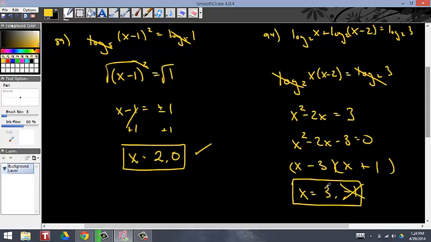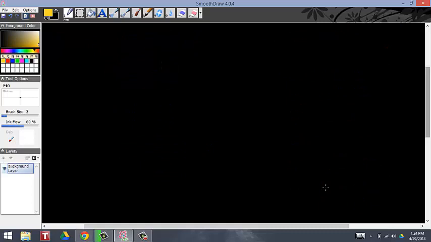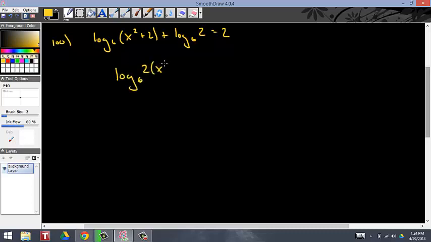Okay. Let's do one that requires us to do something a little crazy here. How about something like number 100? Log base 6 of (x squared plus 2) plus log base 6 of 2 equals 2. Again, we are going to combine our logarithms. They're being added, which means they're being multiplied on the answer component. So log base 6 of 2 times (x squared plus 2) equals 2. Now, there's no logarithm on the right side to cancel. There ain't one. So we're stuck at this point.